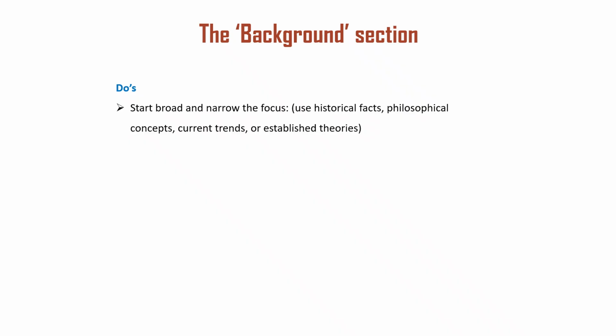Firstly, in the background section, start broad and then narrow the focus. Begin with a broad perspective of the main subject area to grab the reader's attention. This is your hook. From there, you progressively narrow the focus to your specific research topic. Here you can use historical facts or concepts or current trends or established theories to guide the whole process. Of course, it depends on the topic and the type of problem you are going to introduce later.